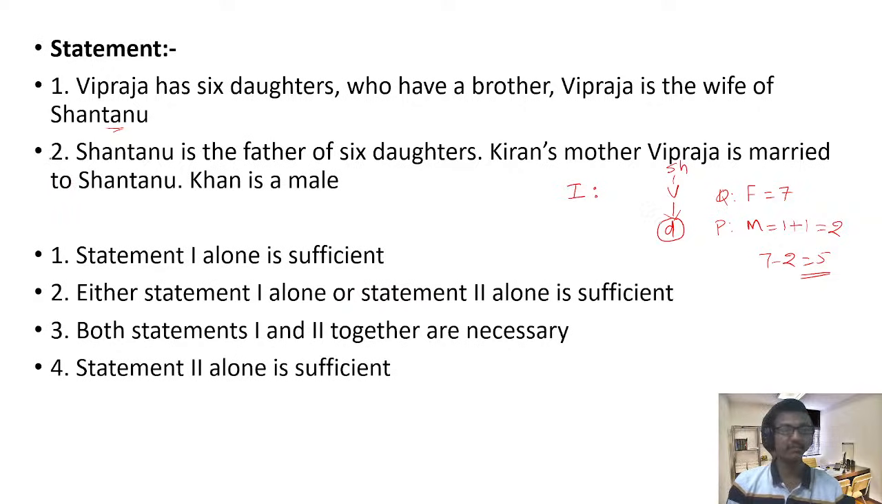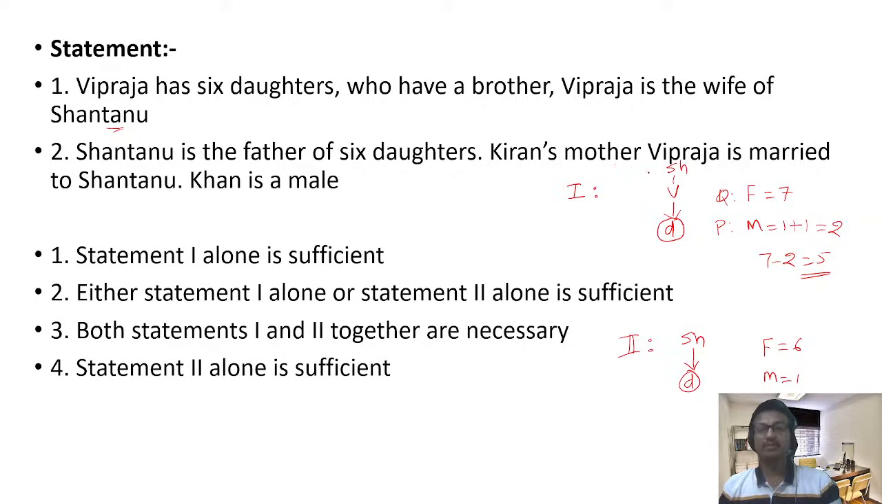Now you check whether from statement 2 also you can arrive at the solution or not. Let us look at statement 2. Shantanu is the father of 6 daughters. So from this, how many females are there? Females, 6 members, and Shantanu is one male person, so the number of males is 1 here. Then Kiran's mother, Vipraja, is married to Shantanu.